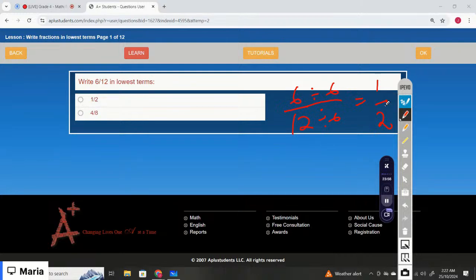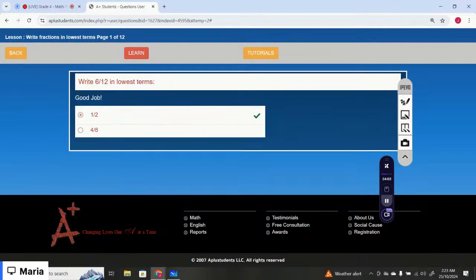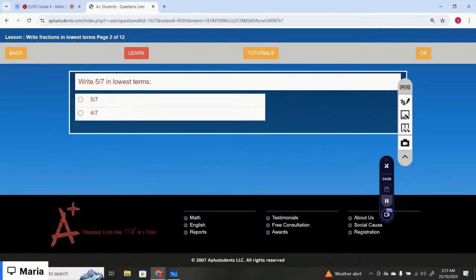The correct option is 1 over 2. Now 4 by 8? You need to write in the lowest term. 1 by 2 it is. Write 5 by 7 in lowest term.